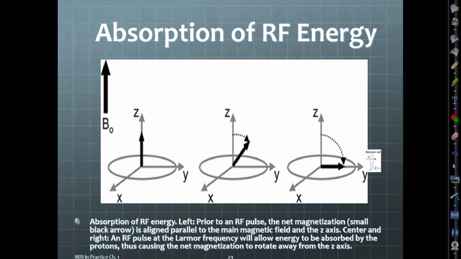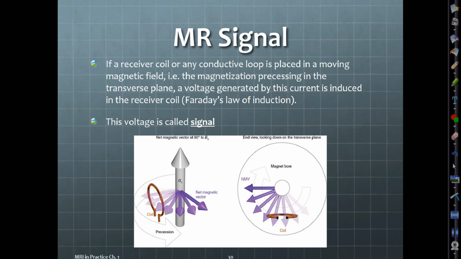Very simplified version of it. So here is once again another three-dimensional view of that vector on the transverse plane rotating around its axis. We have a stationary coil, and due to Faraday's law of induction, we create a current, and a current is induced in the receiving coil.